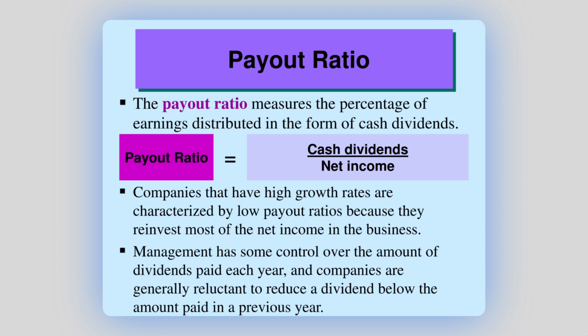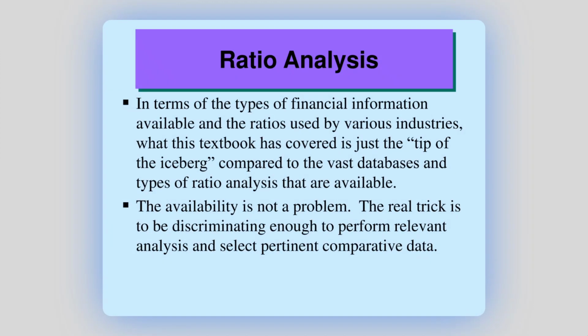So, with this, companies of high growth rate are characterized by low payout ratio. They reinvest most of the net income in the business. Management also has some control over the amount of dividends. And the company is reluctant to reduce your dividends below the amount paid in the previous year. So that would be your payout. That's why class in the ratio analysis as discussed kanina.